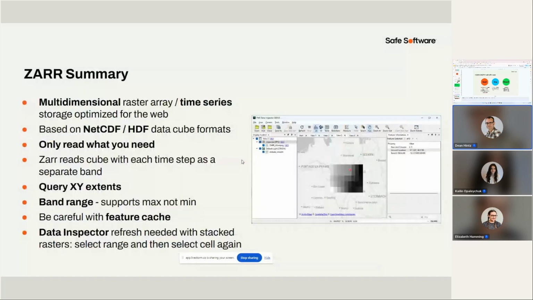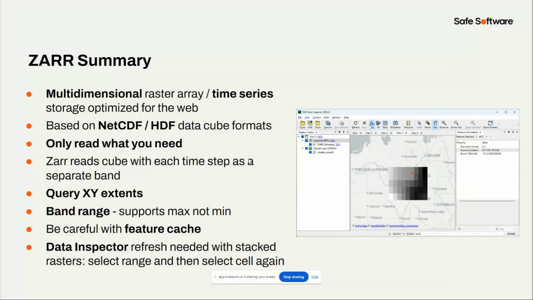So just to summarize ZARR, and then I'll step through a couple of slides on GeoParquet, and then we'll wrap up. ZARR is a multidimensional raster array, often used for things like time series as well as multiple measurements. Again, we want to be able to support read just what you need. And each time step is a separate band. Right now, we do support the read what you need in terms of XY extents, but there's sort of partial support for band ranges, and so we're still going to be working on that.